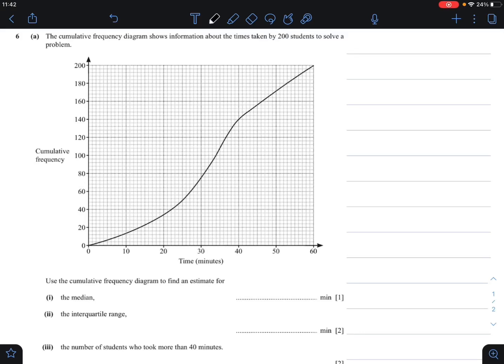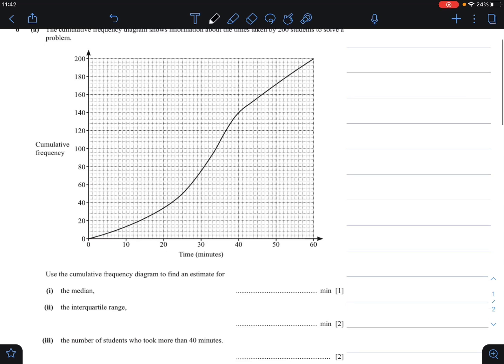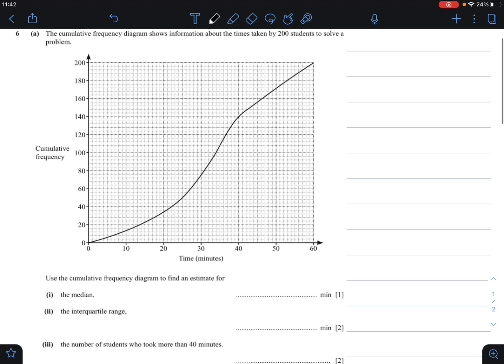Welcome to ANS Solver question 6 of this paper. So for part A1 they are asking you to use the cumulative frequency diagram to find an estimate for the following. So the first one is the median.